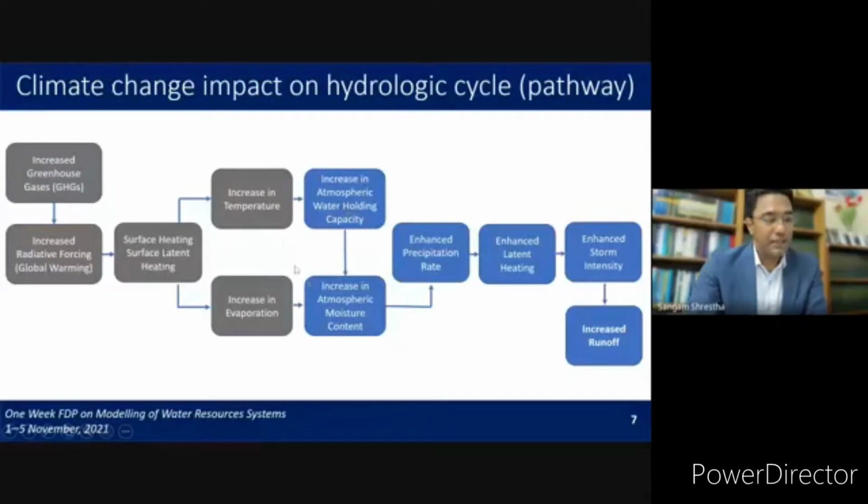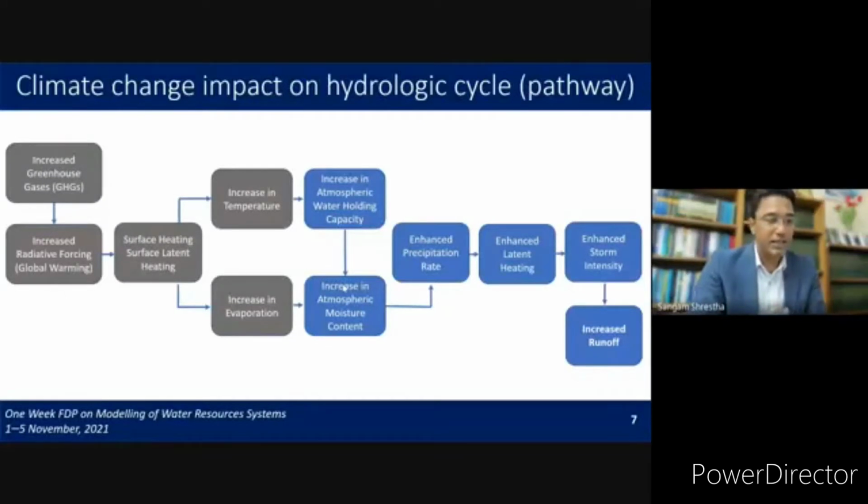And with the increase in the evaporation, there is also an increase in the atmospheric moisture content. So the higher the temperature of the atmosphere, the higher the moisture holding capacity of the atmosphere. And all of you know that the atmosphere cannot hold water for more than 5 or 6 days. Then it has to discharge water either over the ocean or land surface and vegetation.